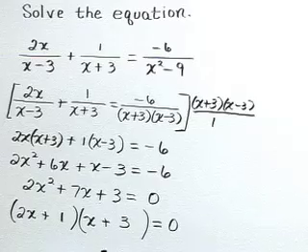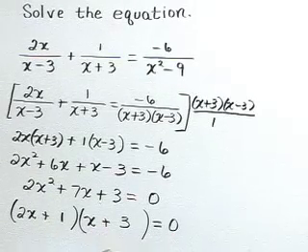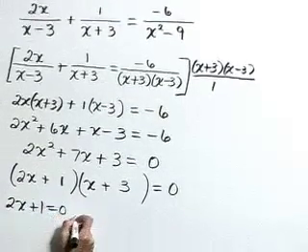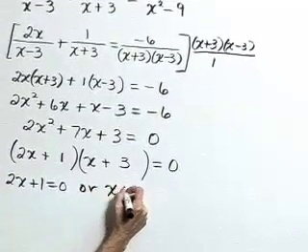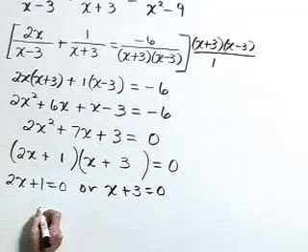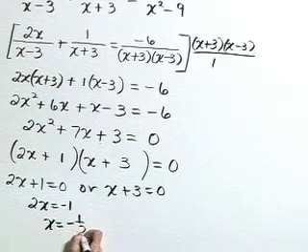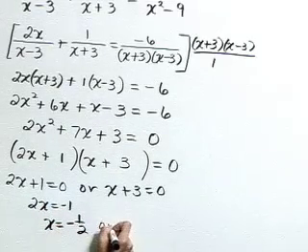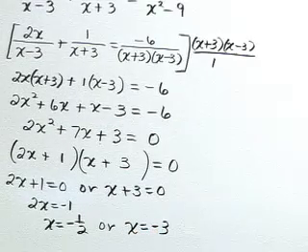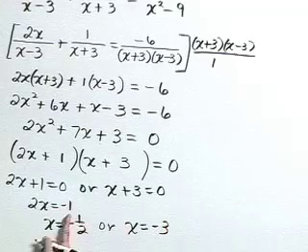Now for our zero factor property, if the product of two things gives 0, then either one or the other, or both, is 0. So either 2x plus 1 is 0, or x plus 3 is equal to 0. Now solving each linear piece, 2x is negative 1, so x is equal to negative 1/2, or x is equal to negative 3.